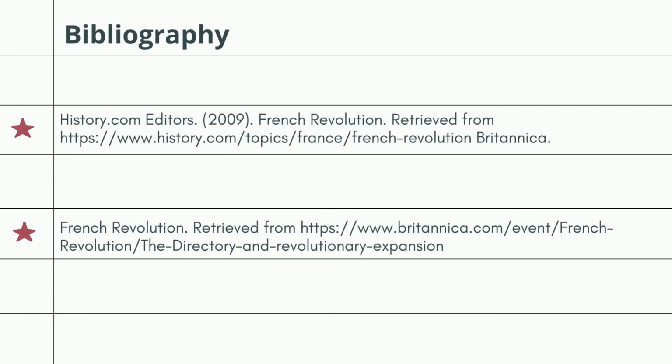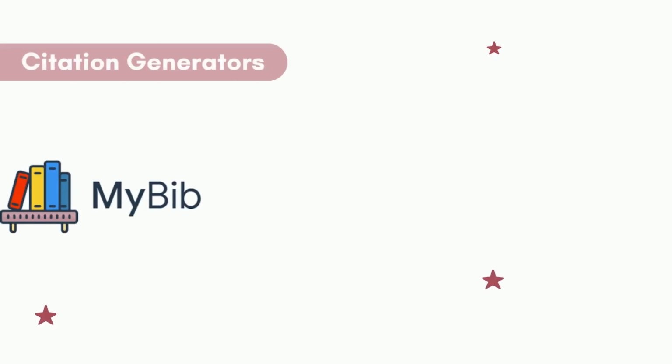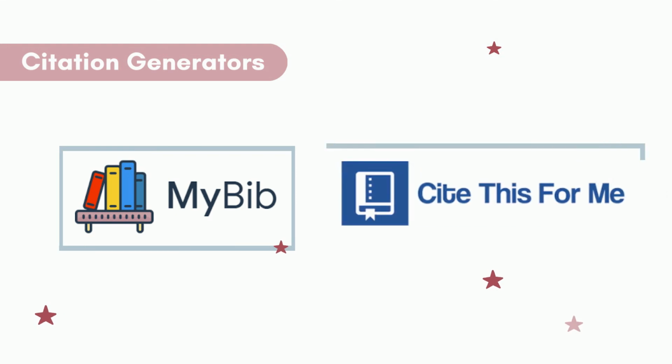At the end of your paper, include a reference list or bibliography. Here you will add the citations of the sources you used in your paper. It is important you learn about the guidelines of the citation style in your institution or job because there are multiple styles. Some tools you can use to generate citations faster are MyBib and Cite This For Me.